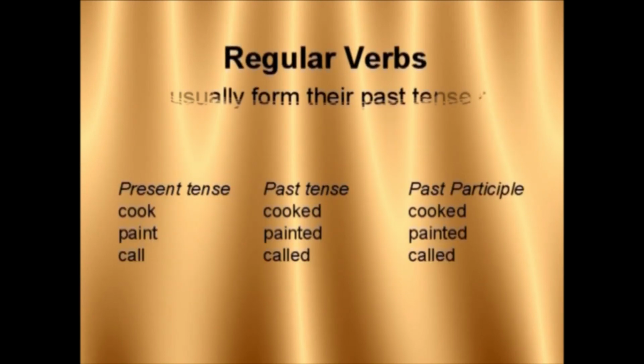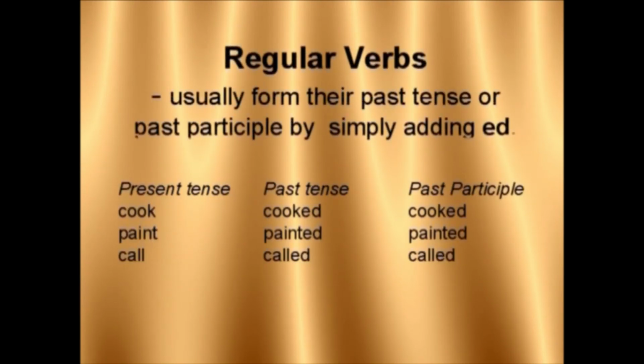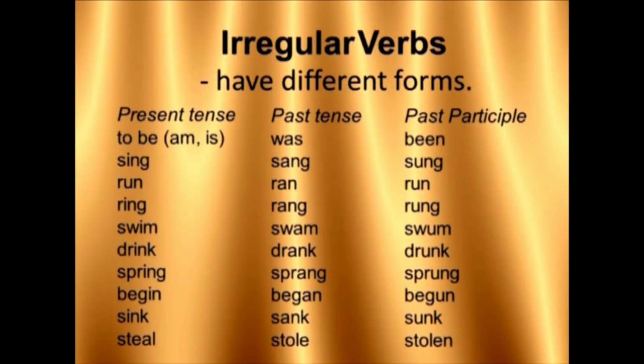Regular verbs usually form their past tense or past participle by simply adding ed, as in present tense, cook, past tense, cooked, past participle, cooked. Paint, painted, painted. Call, called, called. However, there are irregular verbs having different forms.